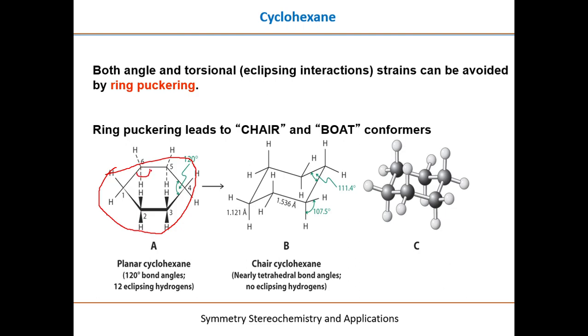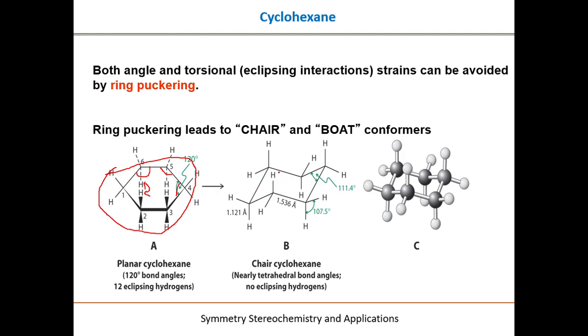degrees. You can see the angle is 120 degrees between the carbon atoms, right? And here 12 eclipsing carbon-hydrogen atoms are there. That means here we can observe strain. To avoid these two strains, the first one is angle strain, and then torsional strain, caused by overlapping of these hydrogens. We can do ring puckering to avoid these types of strains.